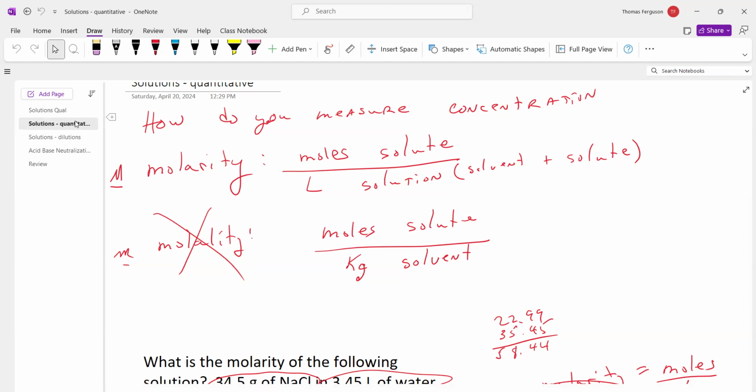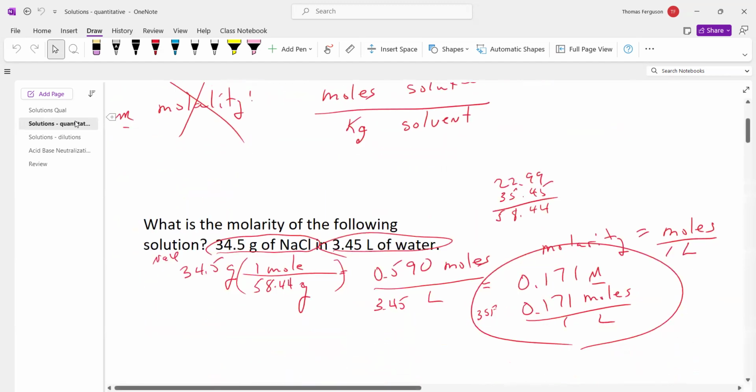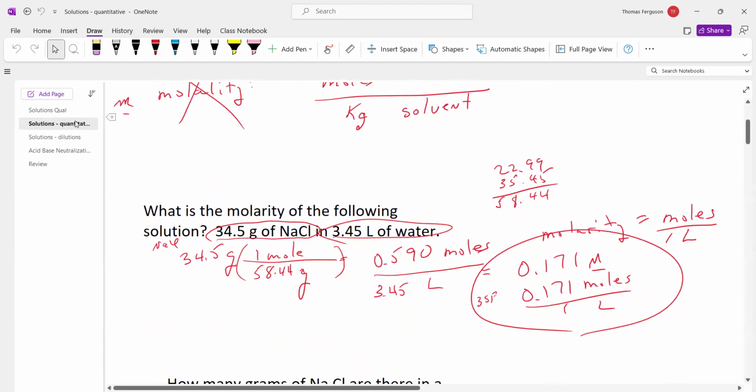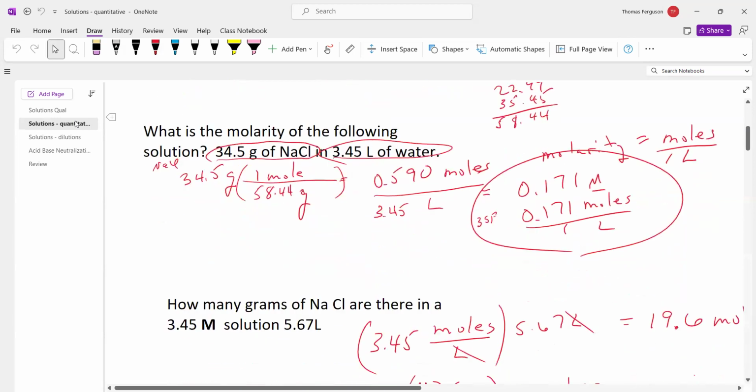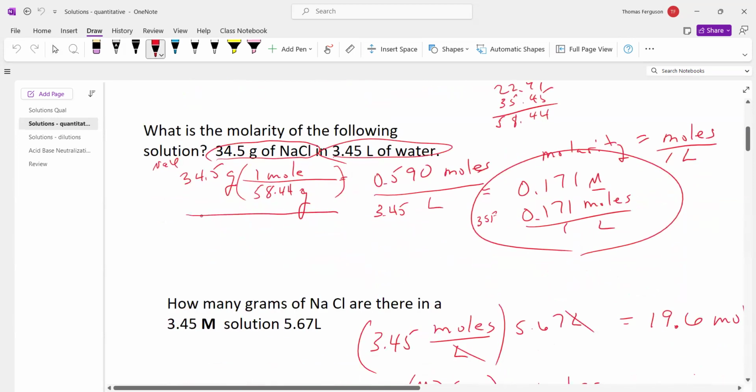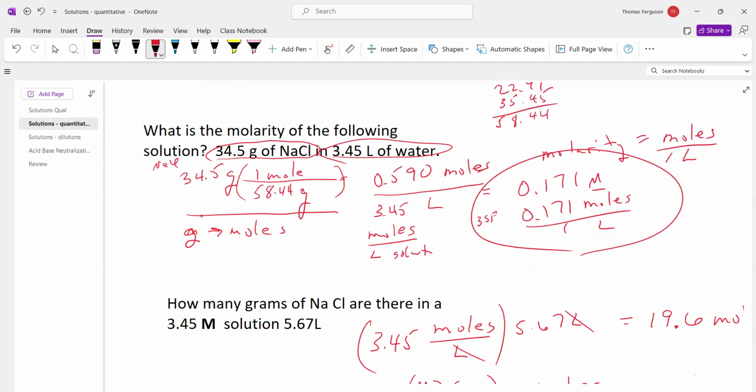Now, there are two ways to make a solution. The dry way and the dilution way. The dry way is we have so many grams of solute and so much water. What's the concentration? And that we usually do in 2 steps. First step is to convert to moles. Then we have moles over liters. So in this situation here, we have getting the grams to moles, and then we put the moles over liters of solution.